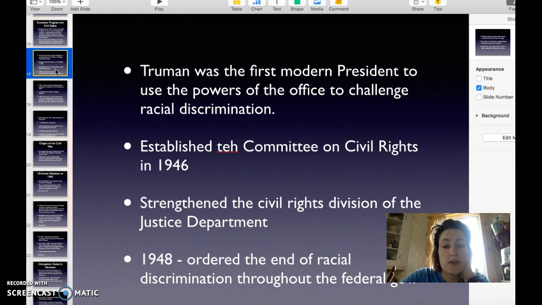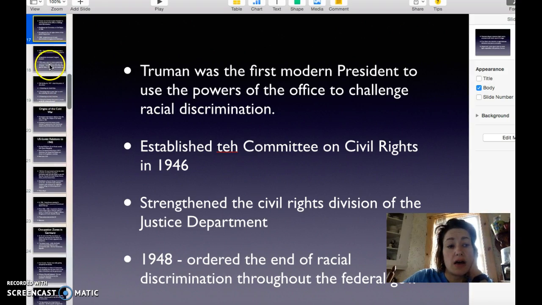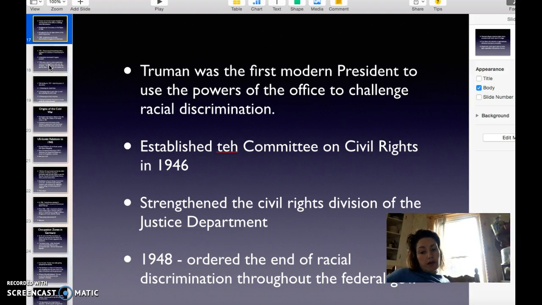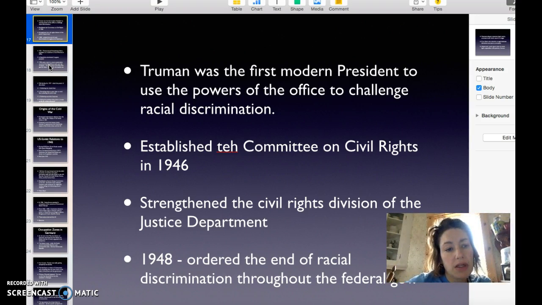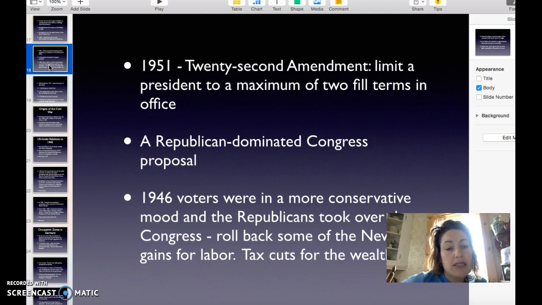Truman is considered the first modern president to use the powers of office to challenge racial discrimination. He established the Committee on Civil Rights in 1946. He also strengthened the Civil Rights Division of the Justice Department. In 1948, he ordered the end of racial discrimination throughout the federal government, meaning that Black people could now have jobs in the federal government and they would also be paid equally. In 1951, the 22nd Amendment was passed, which limited a president to a maximum of 2 full terms in office.